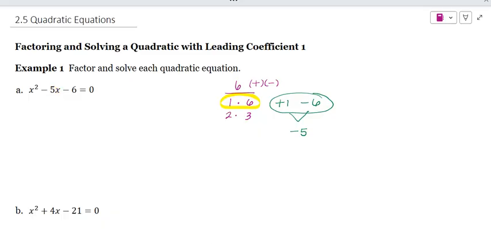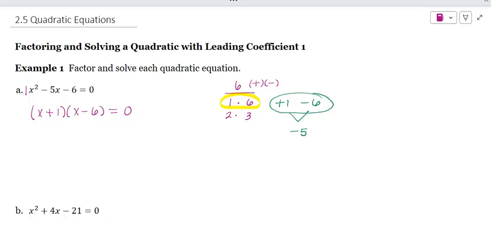There's a special thing that happens when we have a 1 as the coefficient in front of the x squared term. It allows us to set up the parentheses for our factored version by just putting those two numbers that we found over there on the right into the parentheses. So this is my factored version.